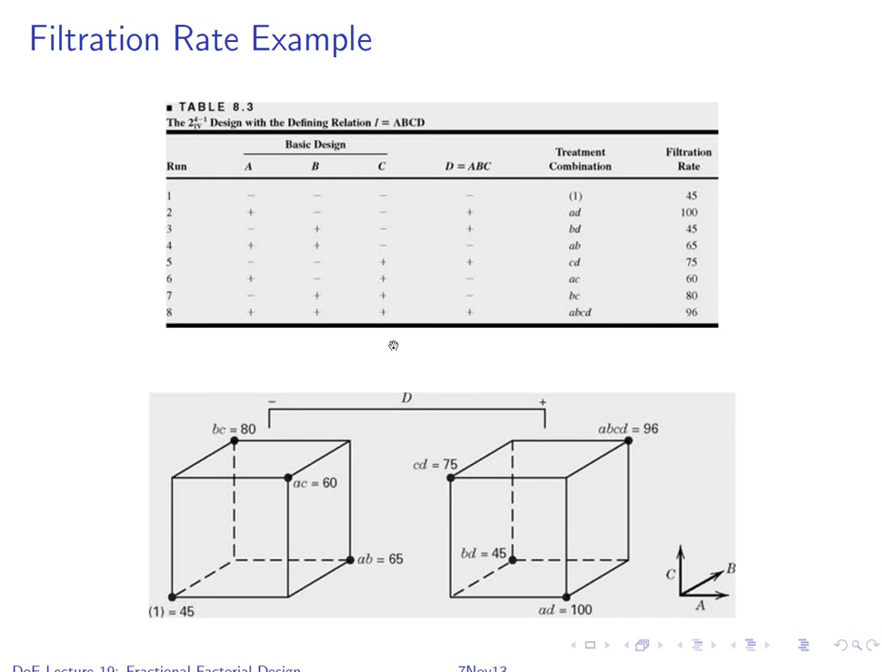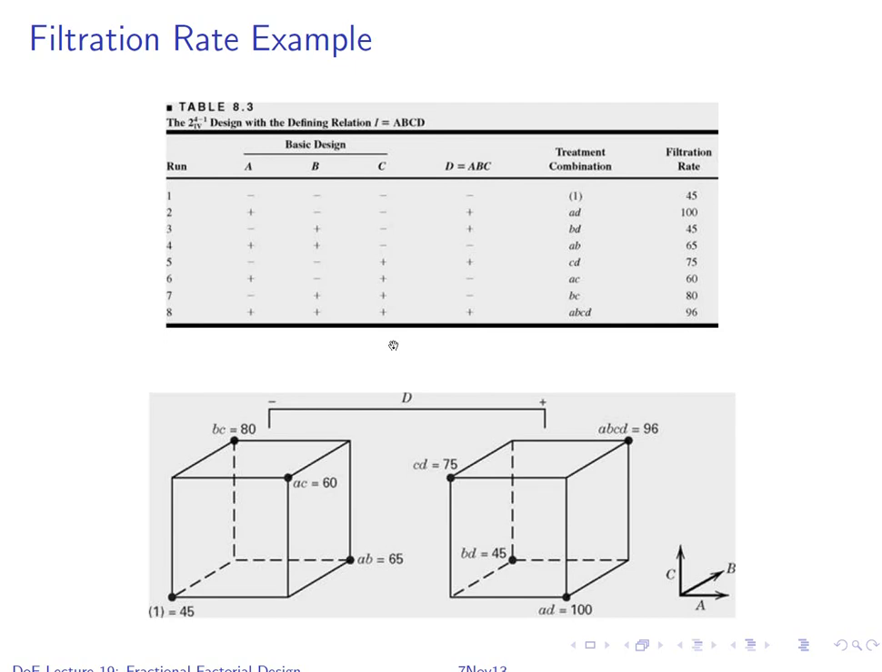We're using minus to represent the low level, plus to represent the high level, and when you take the product of the 3, we get the values in the column that's labeled D. The treatment combination, of course, is a result from looking at the 4 columns A, B, C, D. In the first case, all are at the level low, and we denote that by the 1 in parentheses. Run number 2 has A high and D high, and so forth. I won't go through all of them, ending with the last case, ABCD.